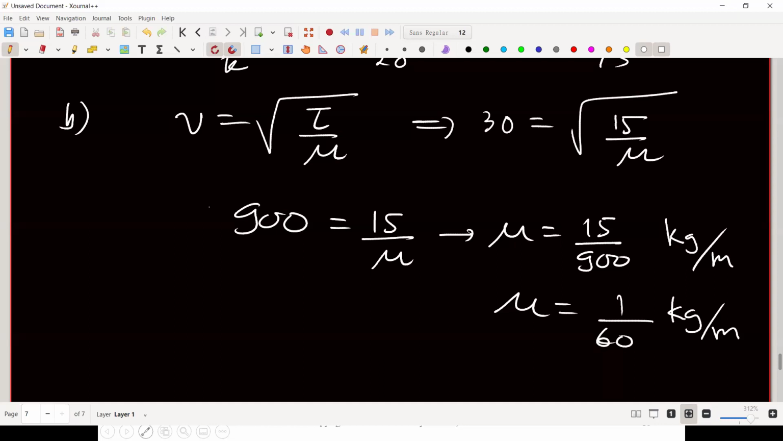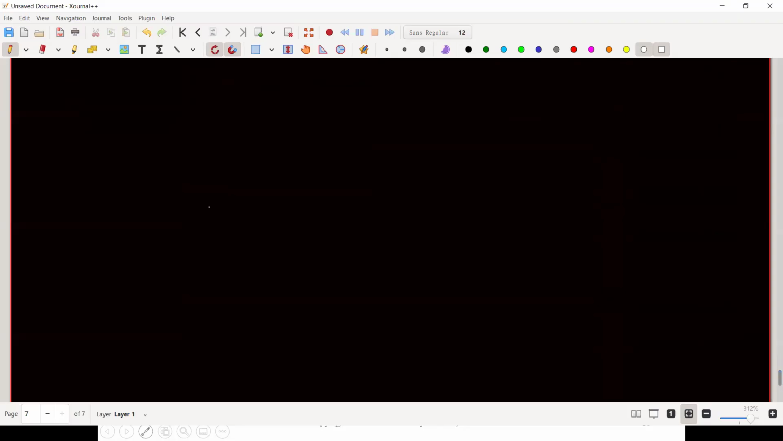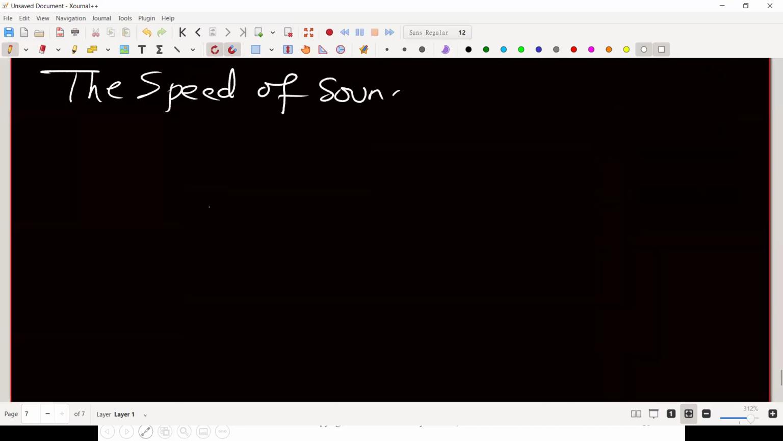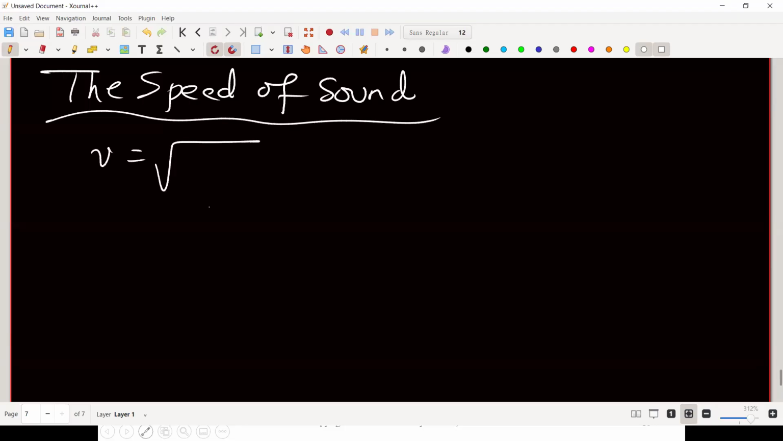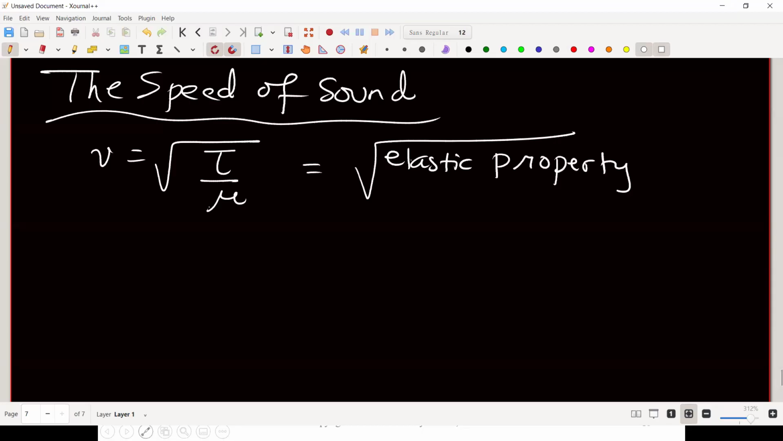Okay, next is the standing waves, the speed of sound. So the speed of sound, we know that v is equal to the square root of tau divided by mu. This one, we know, is the square root of the elastic property divided by the inertial property.